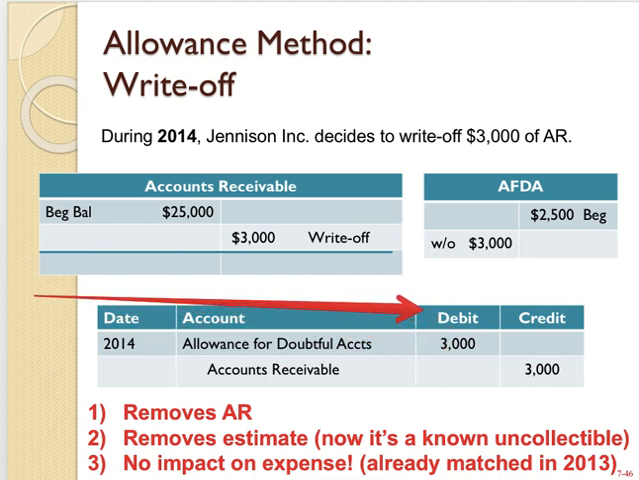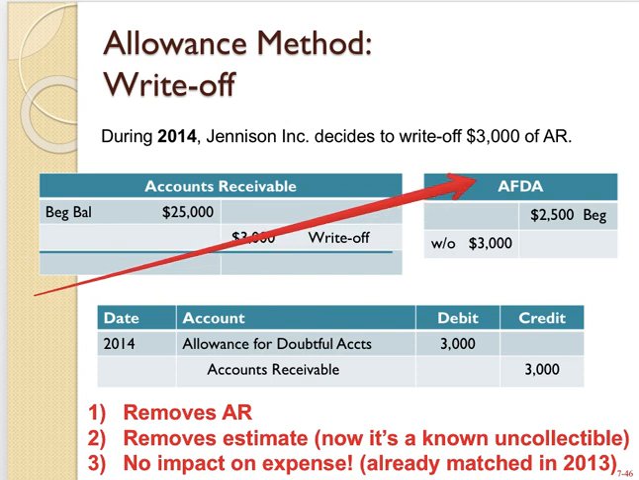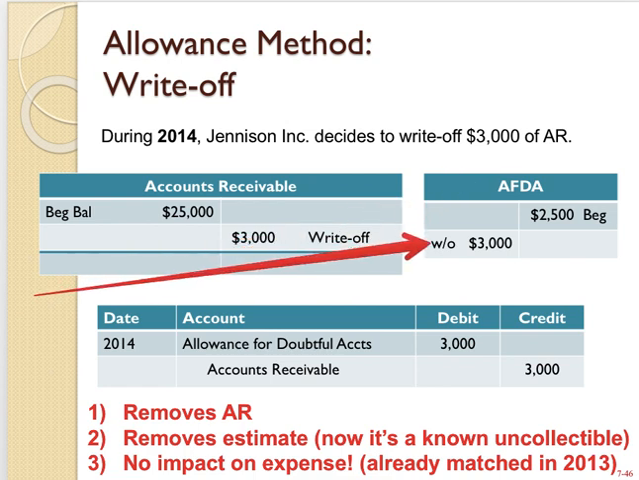So what does that mean? Now remember, allowance for doubtful accounts is an estimate. We're not sure yet if we're going to give up or not. We just think it might not be collectible. So by debiting the allowance for doubtful accounts when you do a write-off, it's essentially removing it as an estimate, saying it's not an estimate anymore, rather it's a known uncollectible. So we take it out of the estimate, and instead we say that it's known uncollectible.